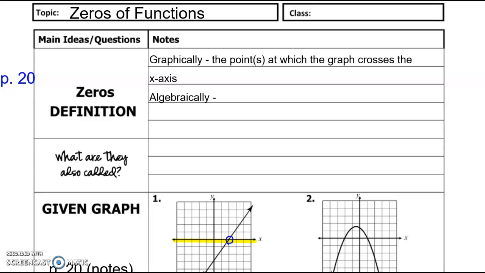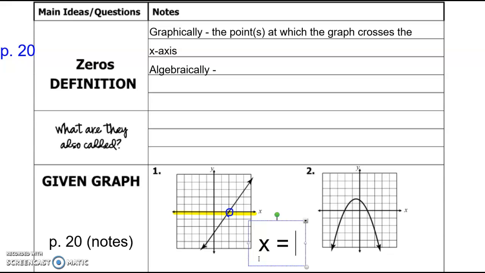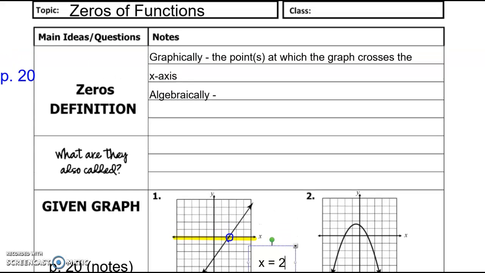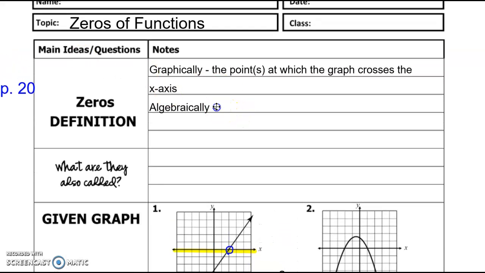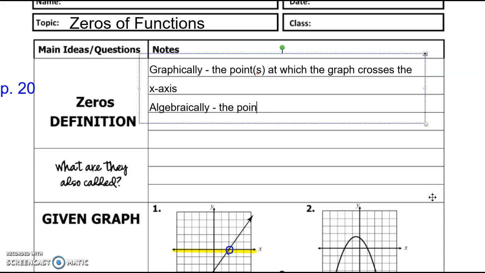So down here on number 1 for our example, our 0, we say x equals 2, because we had to go 2 spaces to the right. So that's how we'll do it graphically. Algebraically, what you really want happening is you want your y value to be 0. So this is going to be the point or points at which your function is equal to 0. Or you can think of it as the y value is 0.